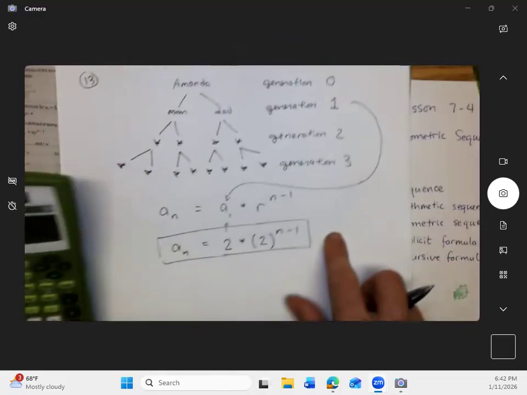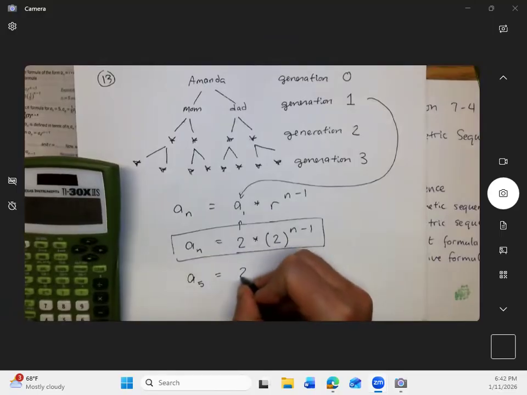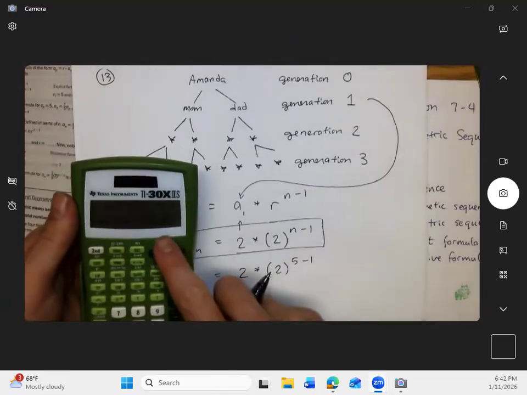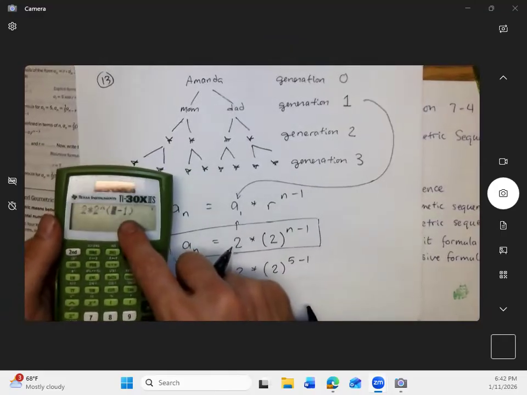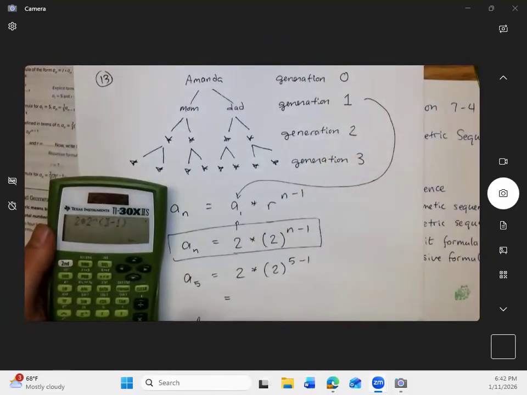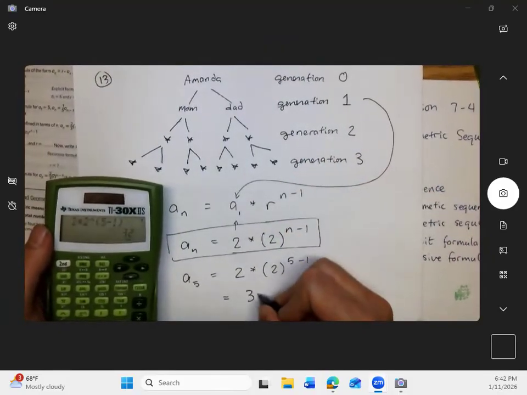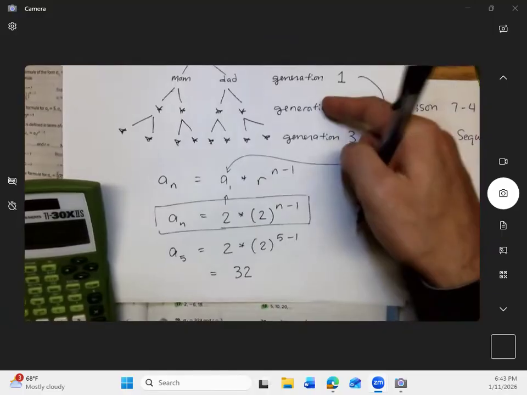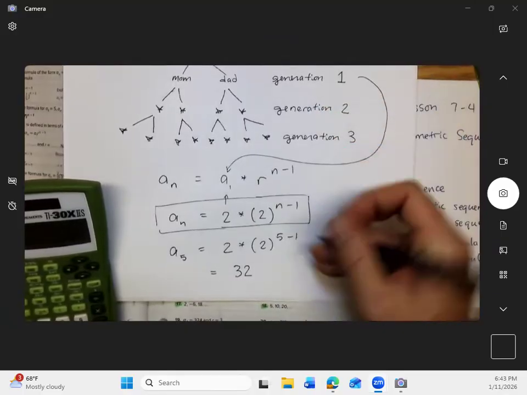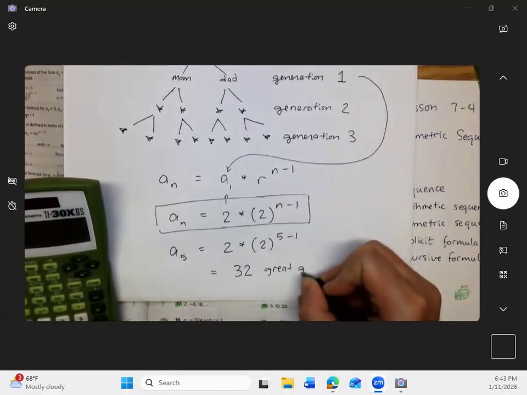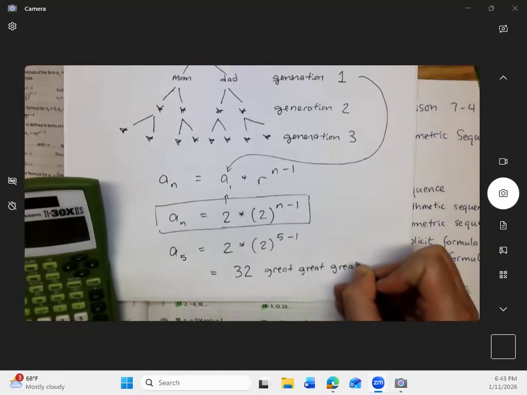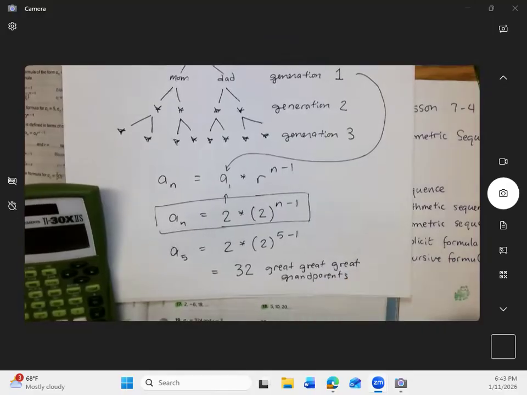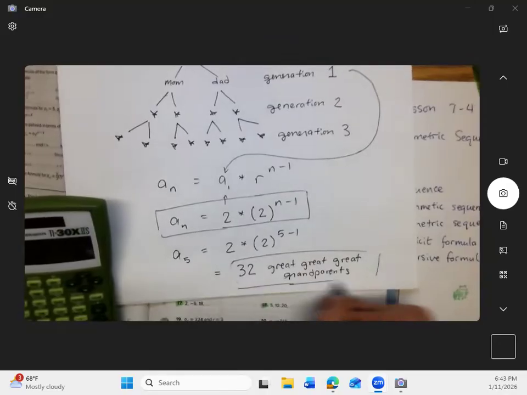Okay. So if I want to go back 5 generations, all I got to do is plug in 5 where that n is, to the 5 minus 1. I plugged in 3 just to test this little family tree here. Let's go all the way back 5. That would be 32. And this is grandparents, great grandparents, great great grandparents, great great great grandparents. Okay, so there you go.